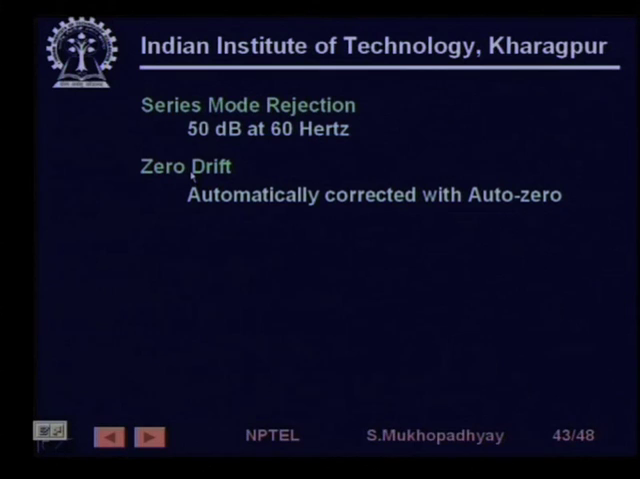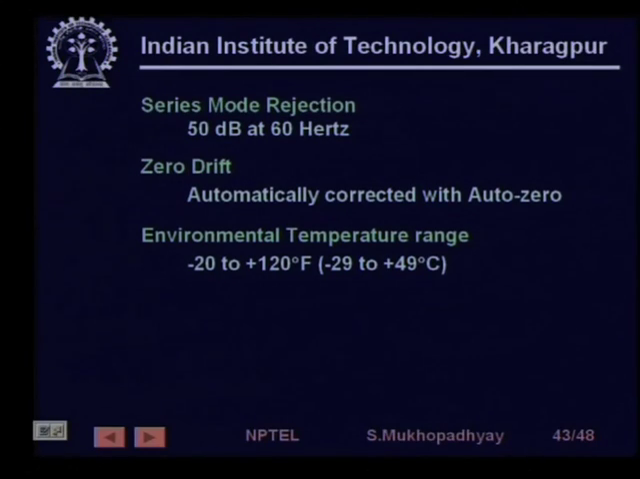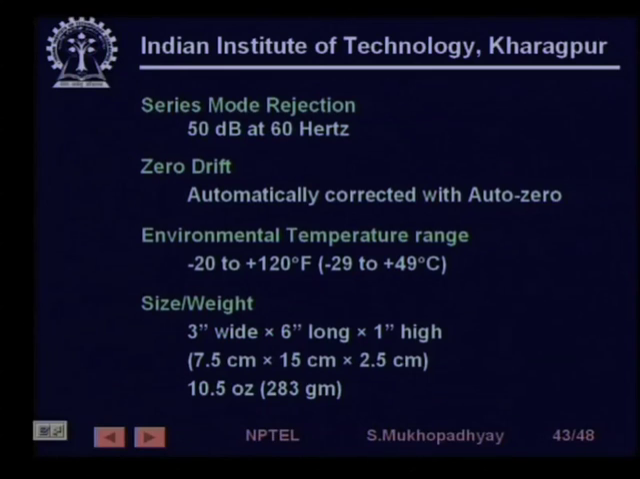Similarly, zero drift. Even if the zero drifts, possibly this instrument will have a button, or every time the instrument is commanded to take a reading, it will first automatically make it 0. So, there is an auto zeroing facility. The environmental temperature range is given, since this sensor is to be used in such a range, and then the size and weights.